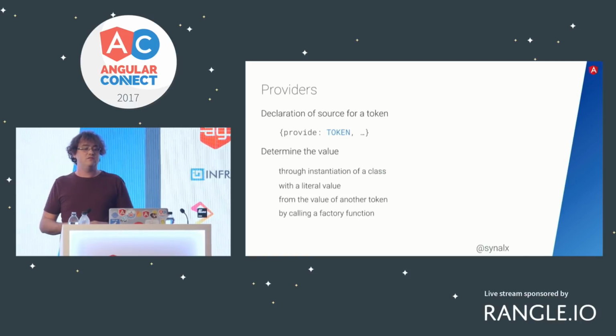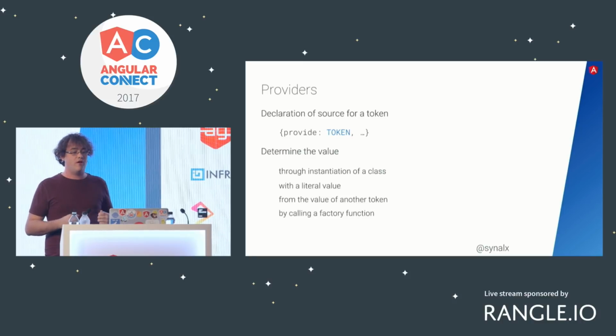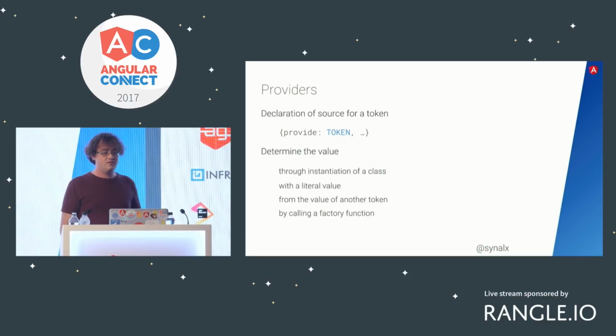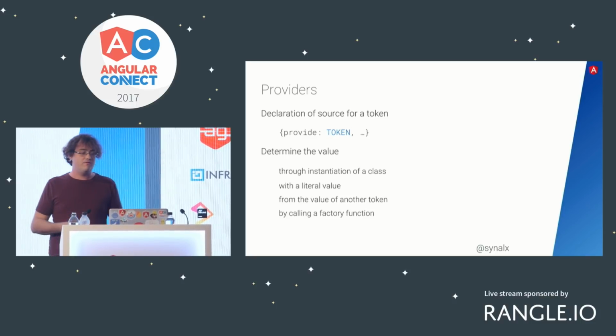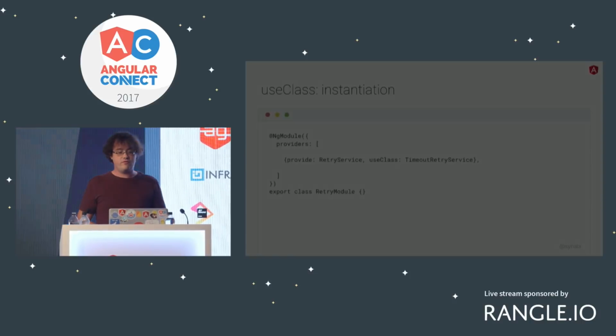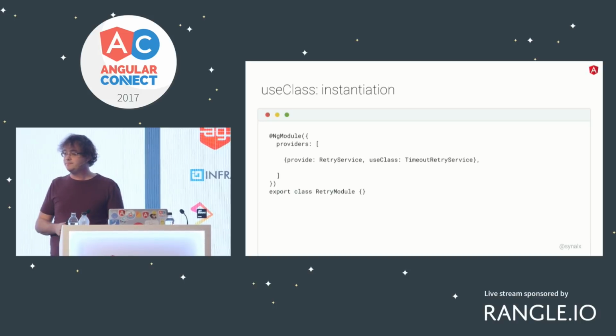So a provider in Angular is a declaration of where the value of a token should come from. And in most cases, we ask Angular to provide us the token by instantiating a class. You can also provide a literal value, or ask Angular to alias the token to another type. And finally, you can take over completely and give Angular a factory function that it will use to create the token. So let's go through a quick example of each of these.